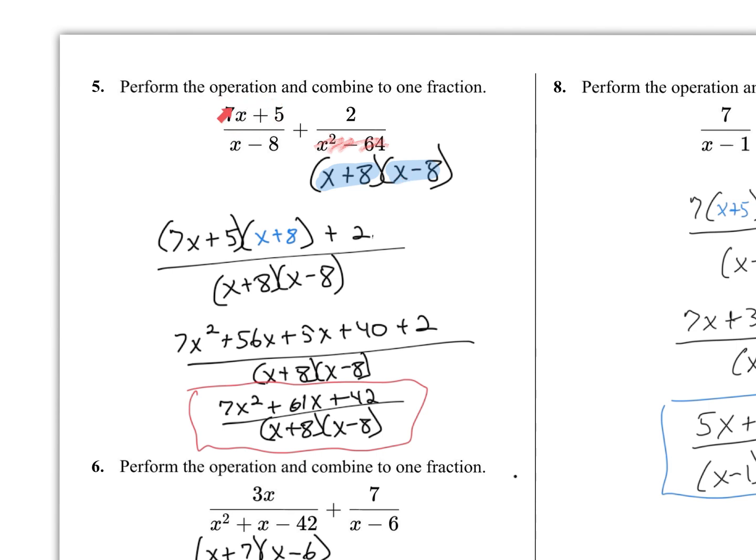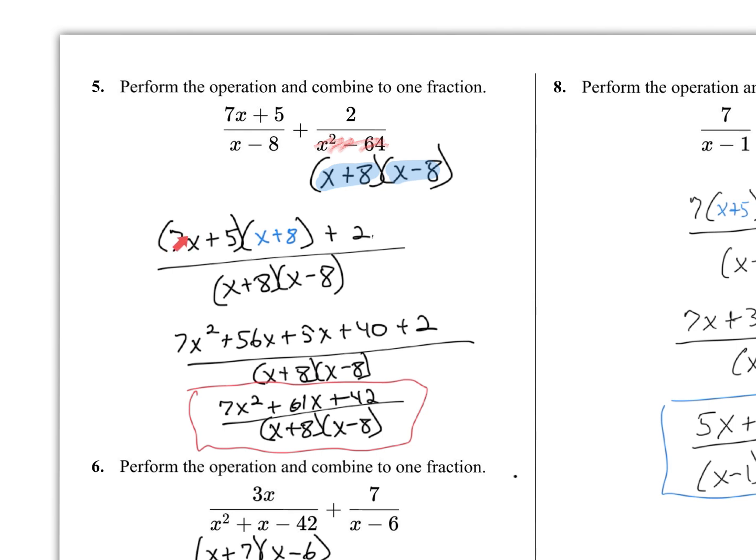So the numerator of this fraction, 7x plus 5, has to get multiplied by x plus 8, which I'm showing you here, plus 2, and then again 2 has the entire common denominator, so it doesn't get multiplied by anything. So now we just do the multiplication, but be careful, this is a binomial times a binomial that we have to distribute correctly, or we use what's called the FOIL method.